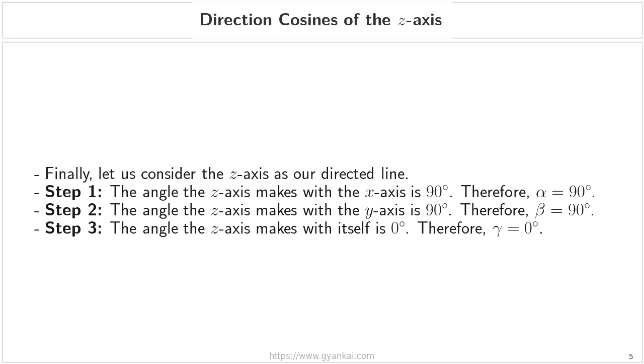Step 3. Now, consider the angle the z-axis makes with itself. Since it is the same line, the angle is 0 degrees. This means gamma equals 0 degrees.